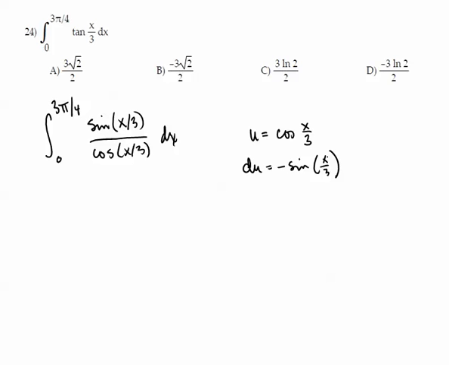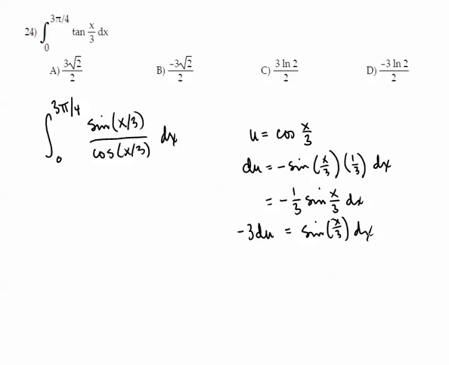And then by the chain rule, we multiply by the derivative of x over 3, which is 1/3. So we end up with negative 1 over 3 sine of x over 3 dx. Alright, so we can see the sine of x over 3. If I simply multiply both sides by negative 3, then negative 3 du is now sine of x over 3 dx. And again, you can see the x over 3 dx there.